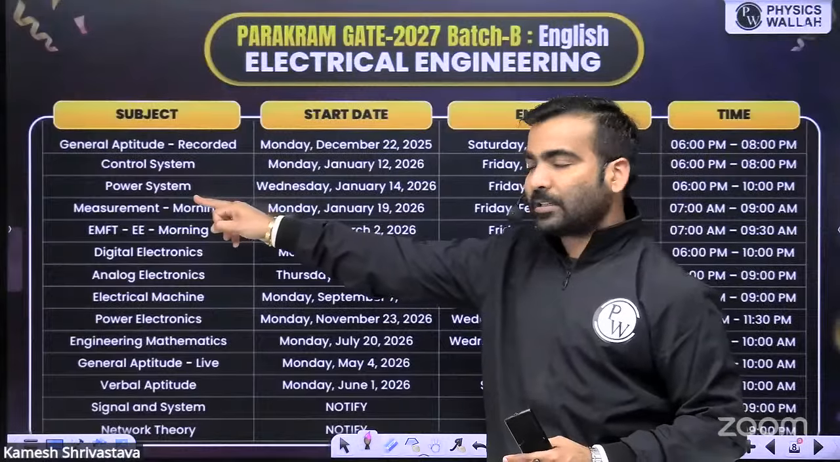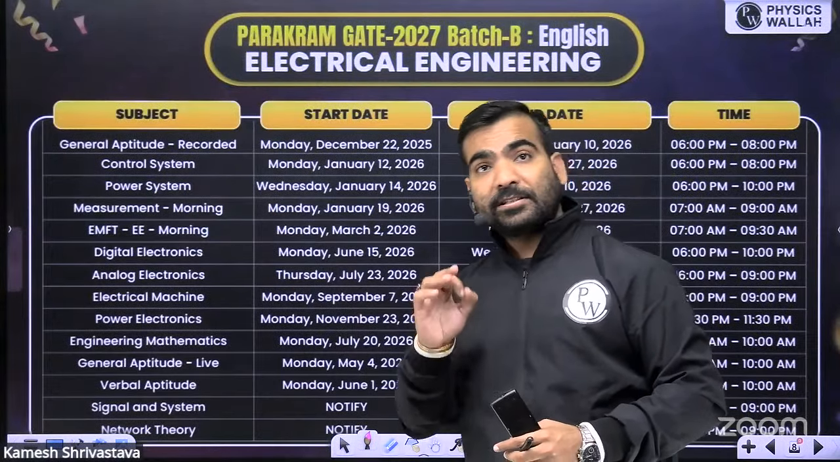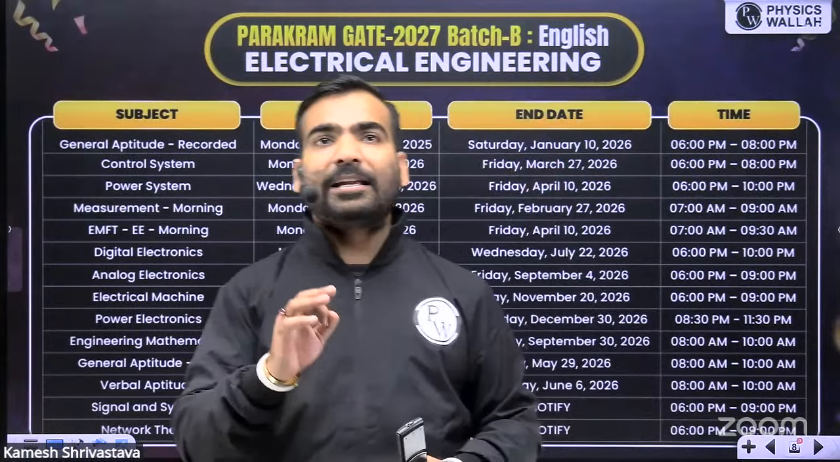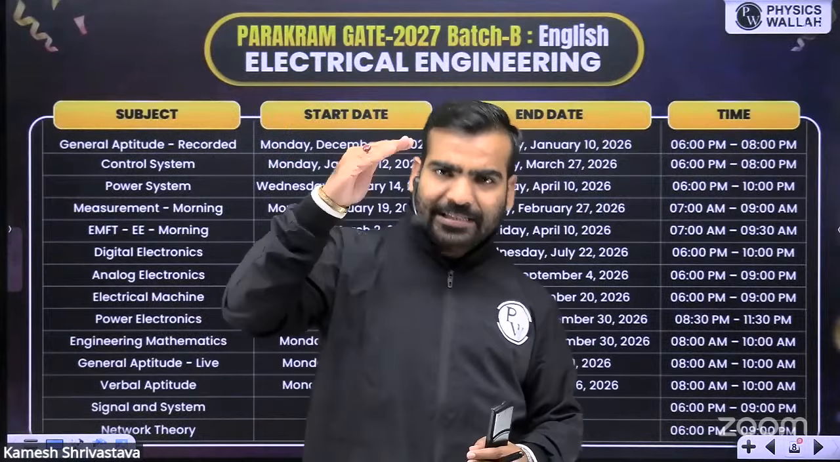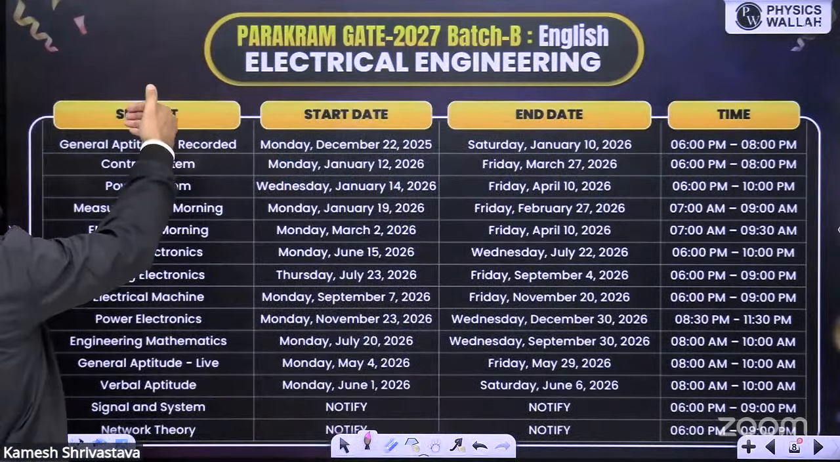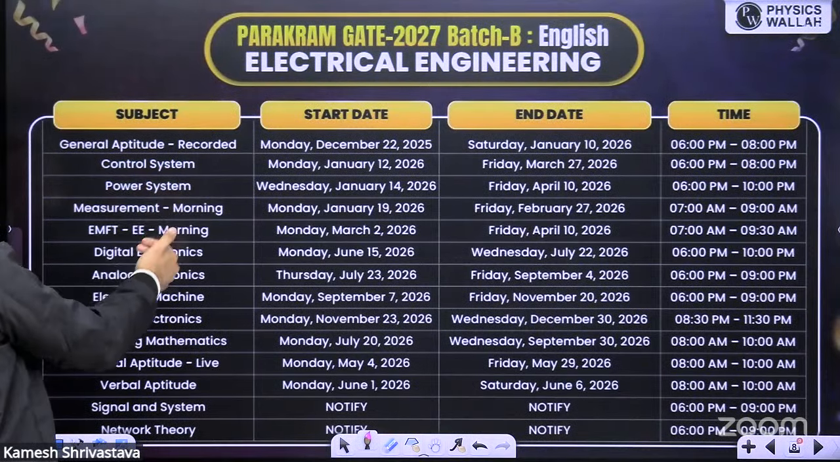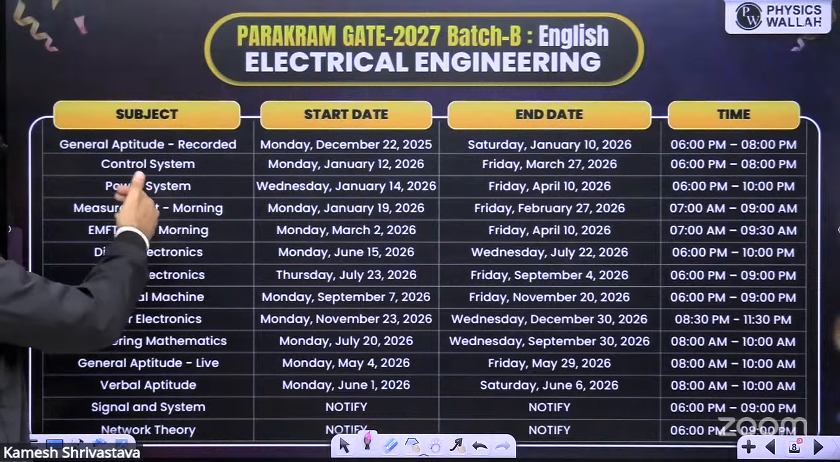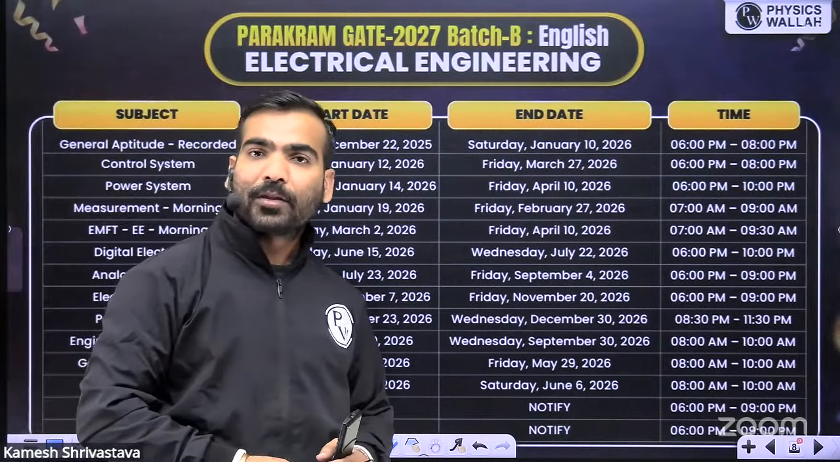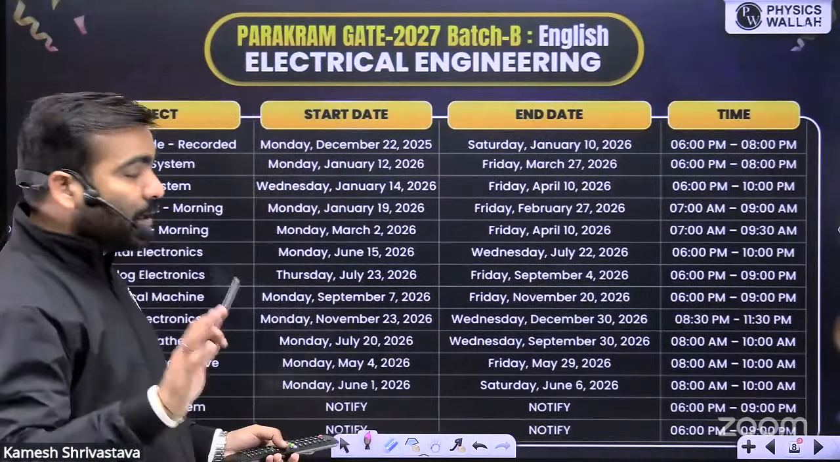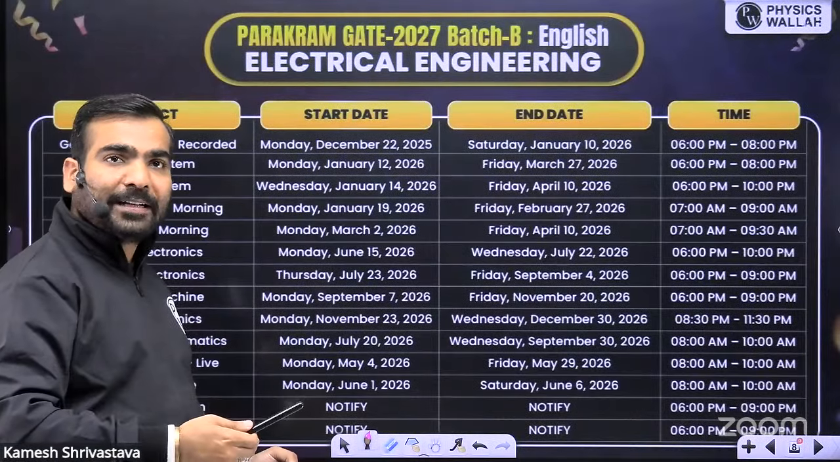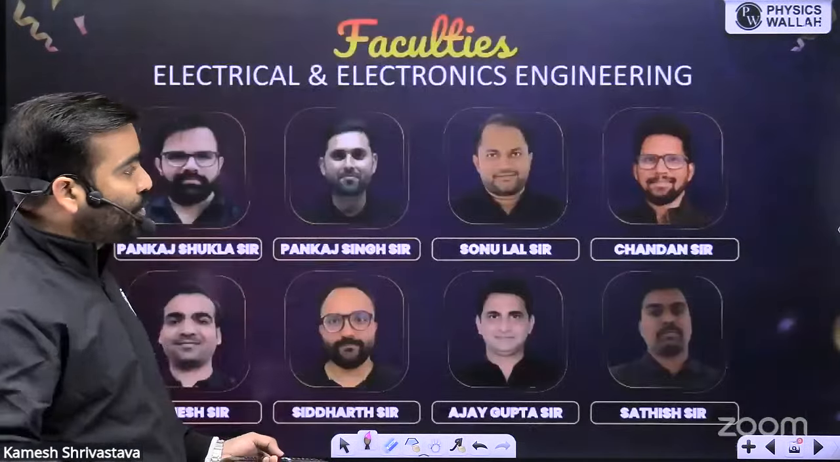And then you have the third subject as power system, which is the core subject for electrical engineering students, right? So this is the sequence of subjects or yearly planner for you: power system, then measurement, EFT, digital electronics, analog electronics, and so on. Okay, so this is the feature that you have in the PW platform, that the complete planner will be provided to you, showing how your preparation is going.